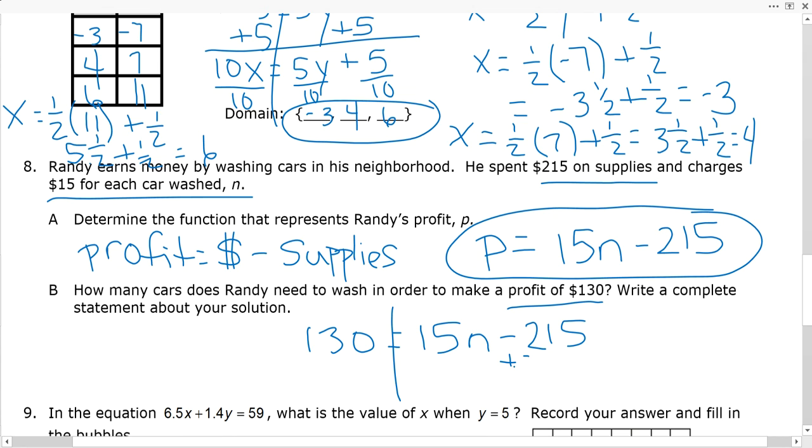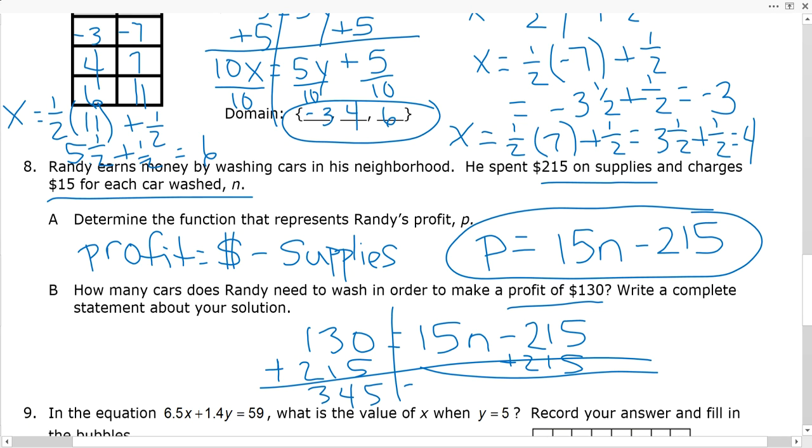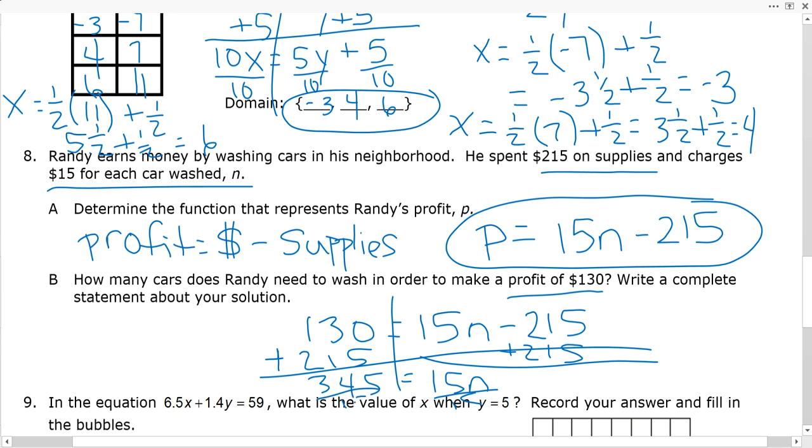I'm going to add 215 to both sides. I end up with 345 equals 15N. Divide both sides by 15. And I end up with N equals 345 divided by 15, which is 23.